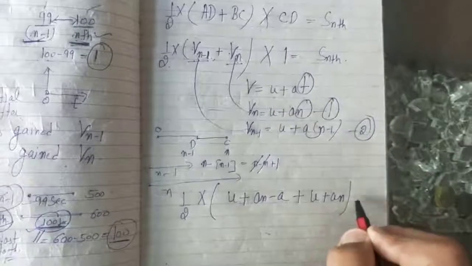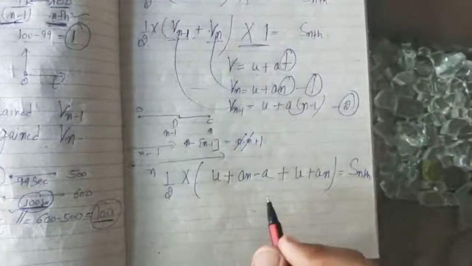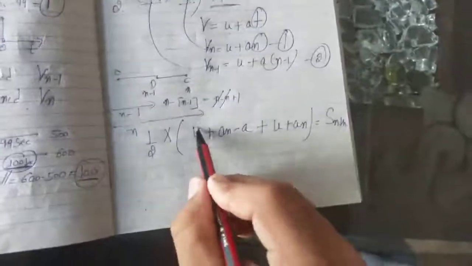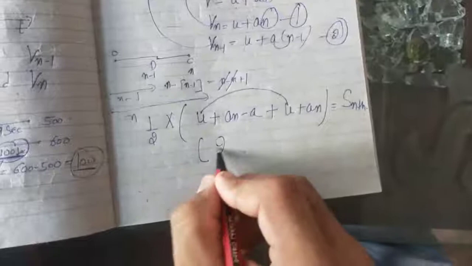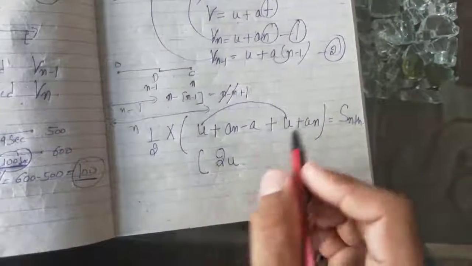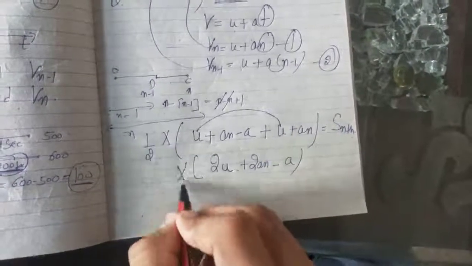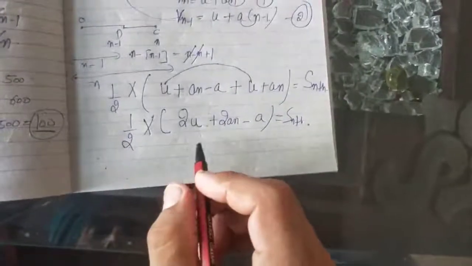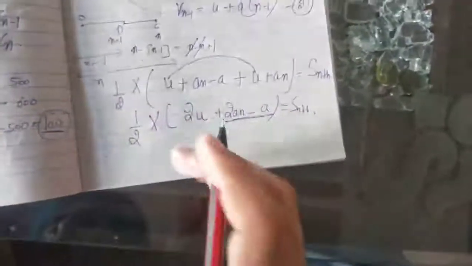This is equal to Snth, because it's multiplying by 1, so we can remove it. Is anything going to cancel? Nothing, I think it's 2u, and 2an minus a, into half, this is nth. So what is common here? Here the common is a.